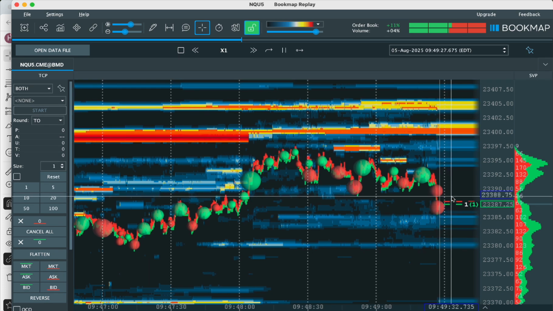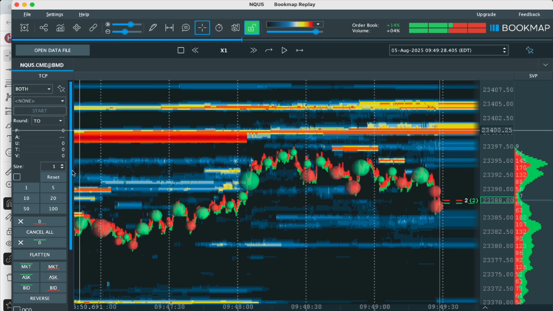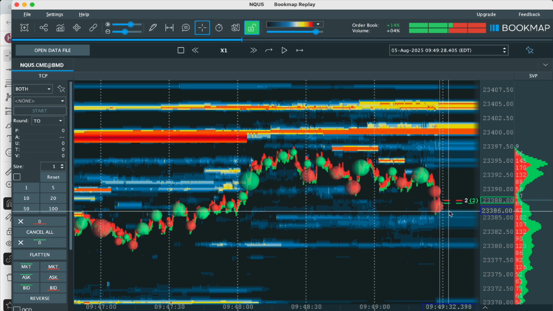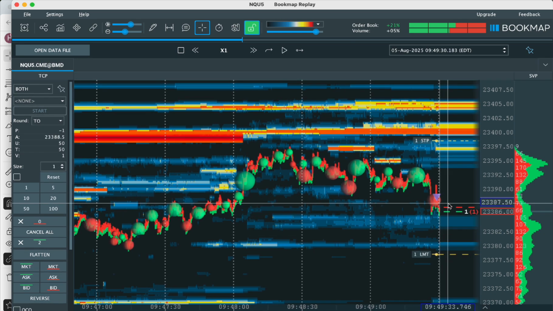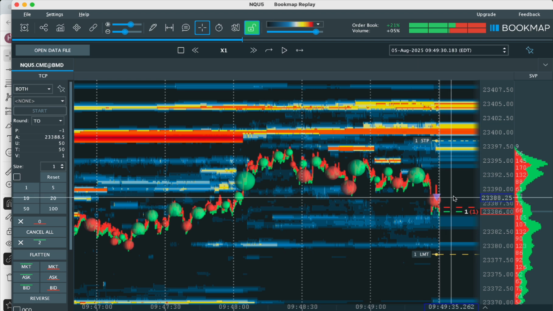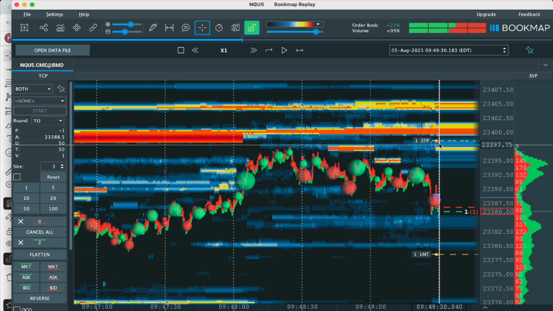We place our position somewhere here. We just wait for it. There we go. We get picked up. So now what do we do? We are in our position now. Where do we place our stop loss? Where do we place our take profit?